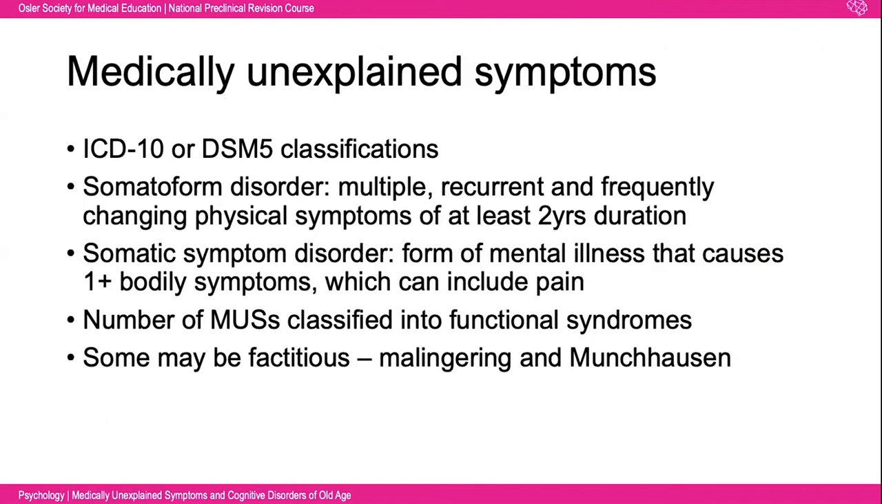So what are medically unexplained symptoms? Psychiatry defines these medically unexplained symptoms using the ICD-10 or DSM-5 classifications of somatoform disorder or somatic symptom disorder, respectively. Somatoform disorders are multiple, recurrent, and frequently changing physical symptoms of at least 2 years' duration. The disorder course is chronic and fluctuating, and often results in the disruption of social, interpersonal, and family behaviour.